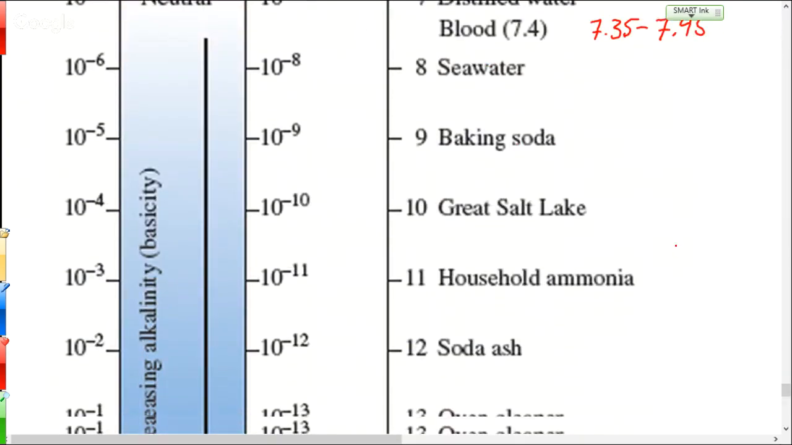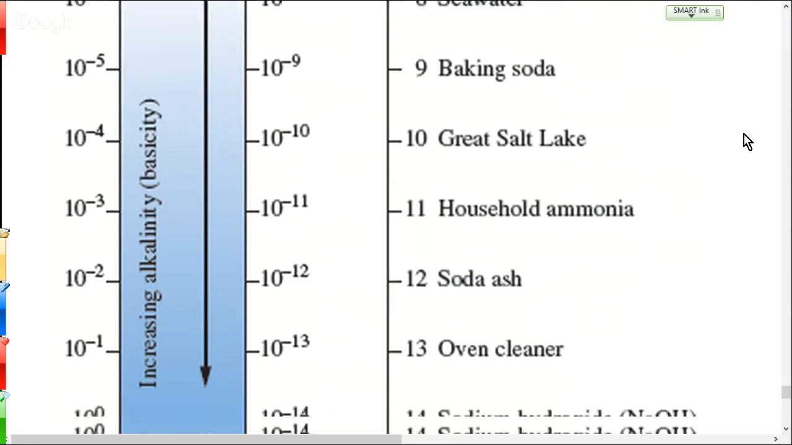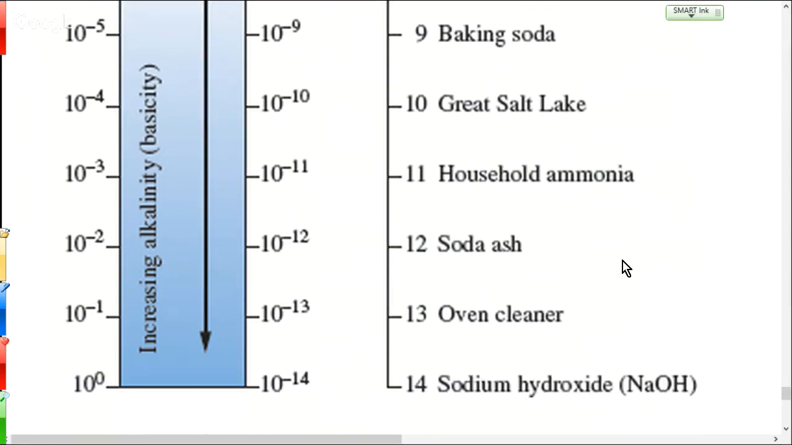Getting on the more basic side of the scale, you don't see a lot of food stuff, more like cleaning materials. They tend to have more of a soapy, bitter taste. And as you get basic, you can see the stuff is just as corrosive, just as caustic as the acid side. So things like oven cleaner, sodium hydroxide, ammonia are not any friendlier to your skin than stuff like hydrochloric acid.